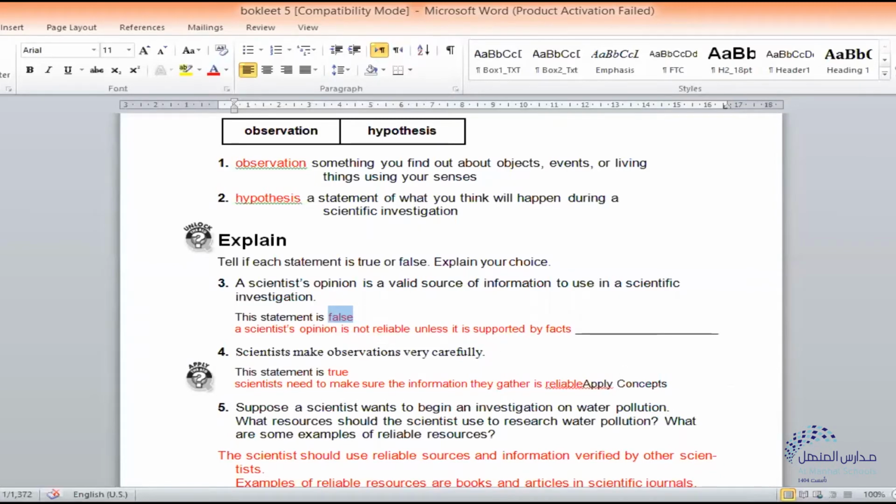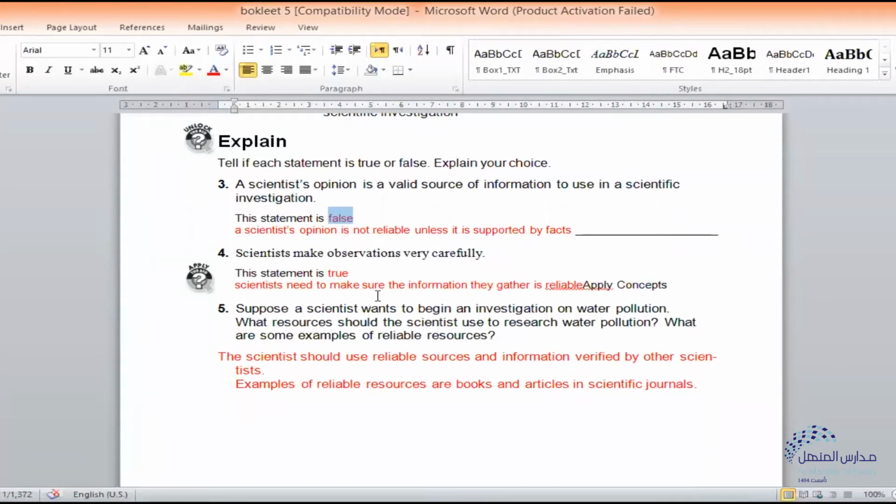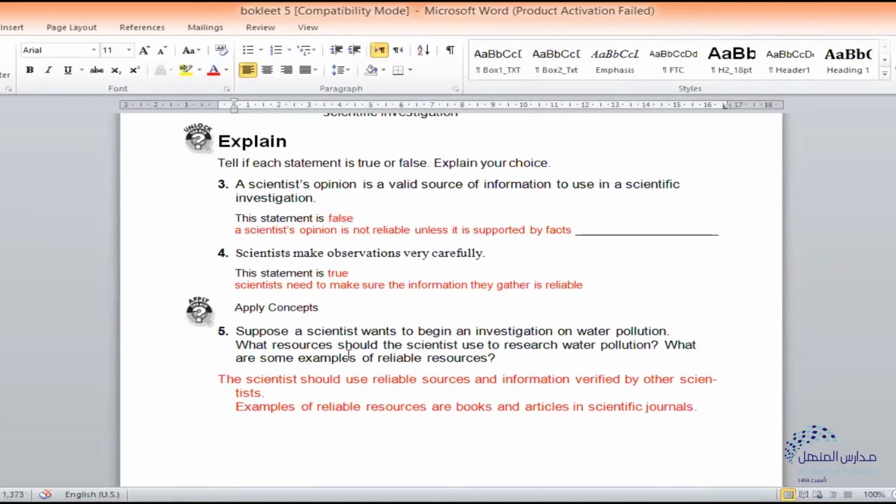Number 4, a scientist makes observations very carefully. The statement is true. Scientists need to make sure the information that they gather is reliable. Okay. Question number 5. Suppose a scientist wants to begin an investigation on water pollution. What resources should the scientist use to research water pollution? What are some examples of reliable resources? Scientists should use reliable sources and information verified by other scientists. Examples of reliable sources are books and articles in scientific journals.